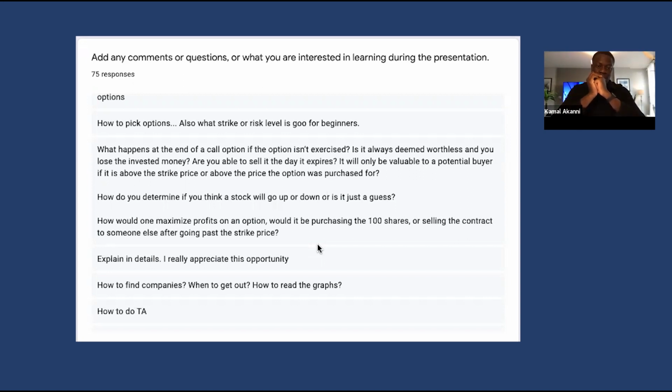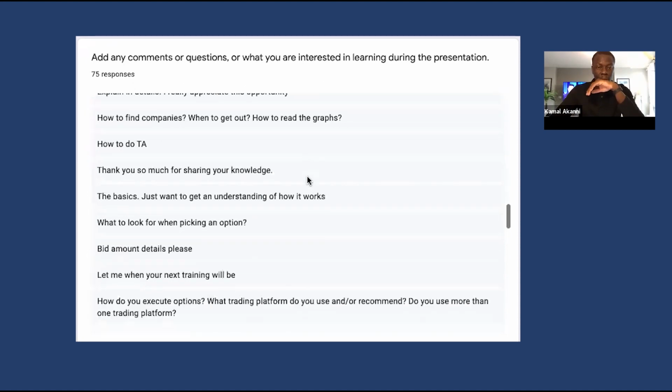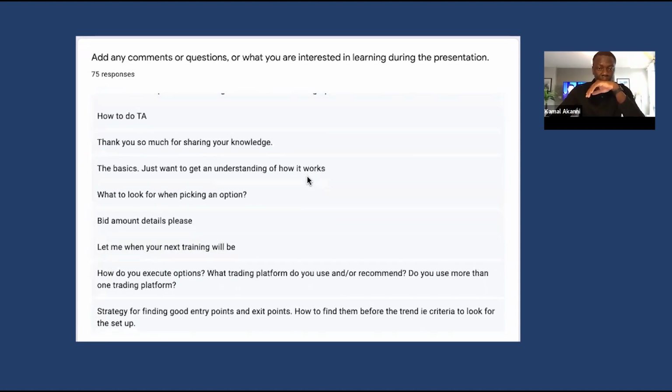Explain how to find companies, and when to get out. Get out when you find your profit, or get out when you feel like you're losing and want to reduce your loss. Read them out, details, please. I think I spoke about that. How do you secure options? You never want to. I think you meant exercise. You never want to do that.